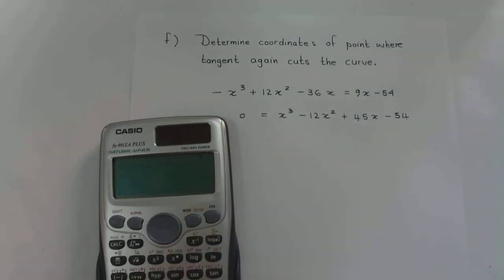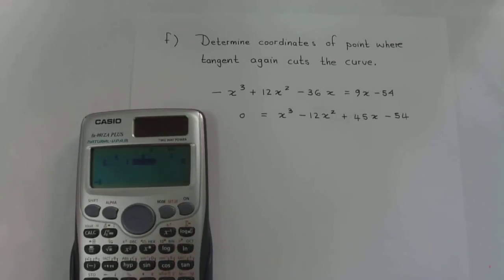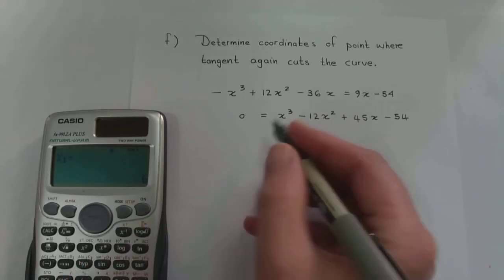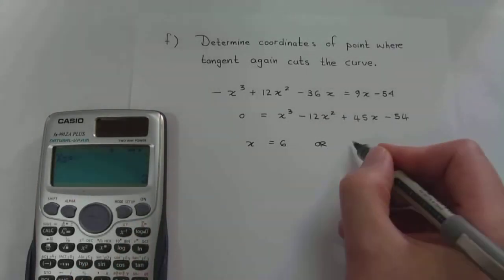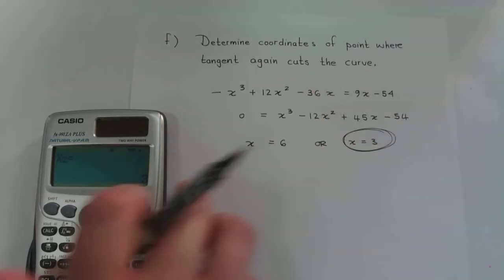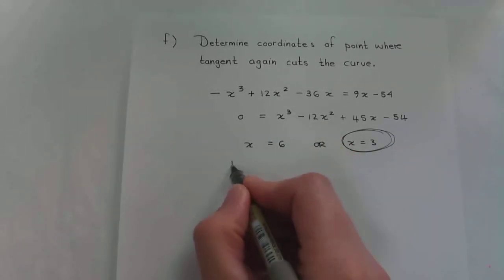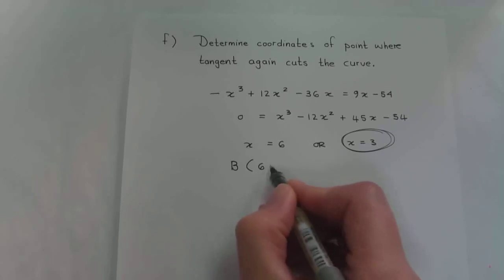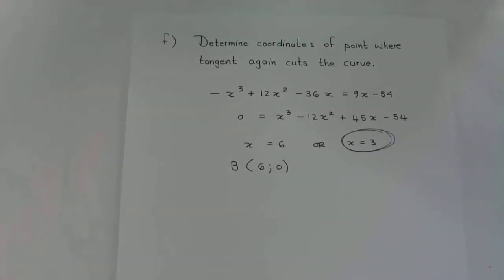So equation mode number 4, a is 1, b is negative 12, c is 45, and d is negative 54. And I end up getting x is equal to 6, or x is equal to 3. That is not surprising because that was the point where the tangent touched the curve. That is the other point, which, lucky for us, is the point B. So I can just say, the point where it cuts again is the point (6, 0).